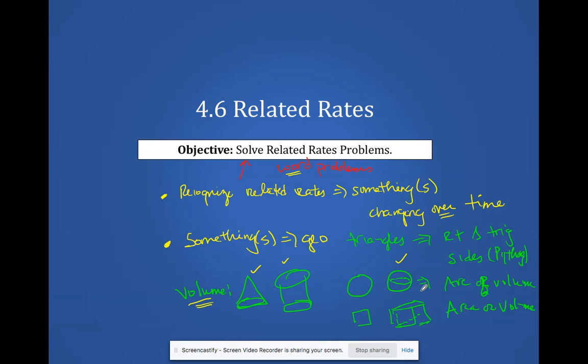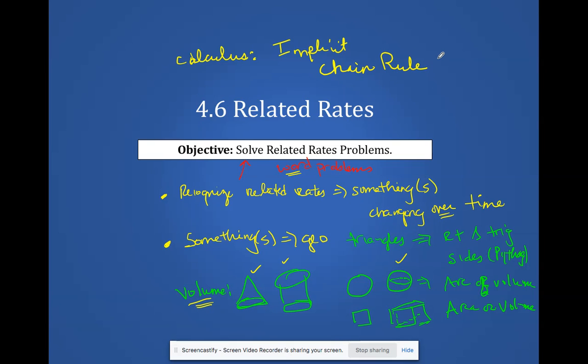All right, so in all of these problems, we need to focus on the words. Something is changing over time. What is that something? What shape is it? And that shape gives us an equation. And then we will worry about the calculus, because the calculus you already know. The calculus involved in related rates is implicit differentiation, which of course involves the chain rule.